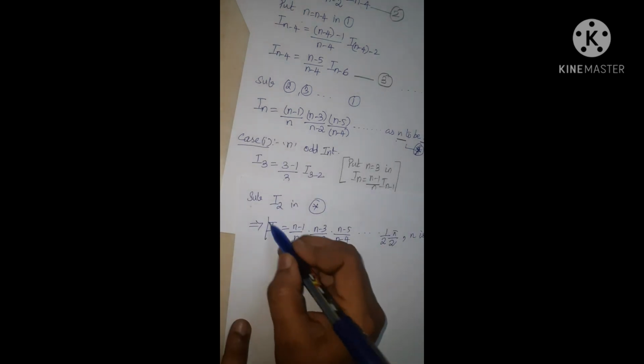This is what we have deduced. Deduce means getting the value of the expression from the reduction formula for the integral of cos to the power n x dx. So this completes our problem.